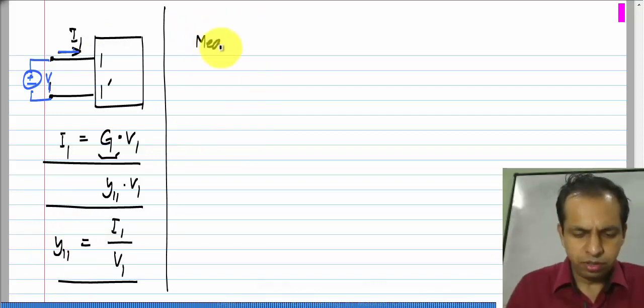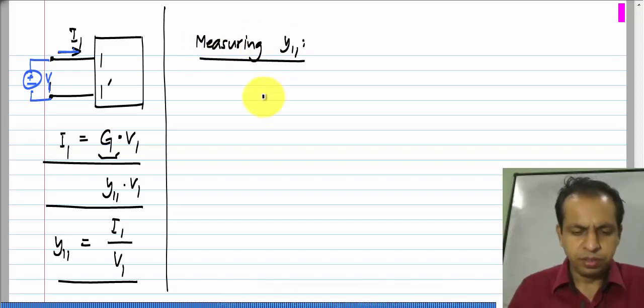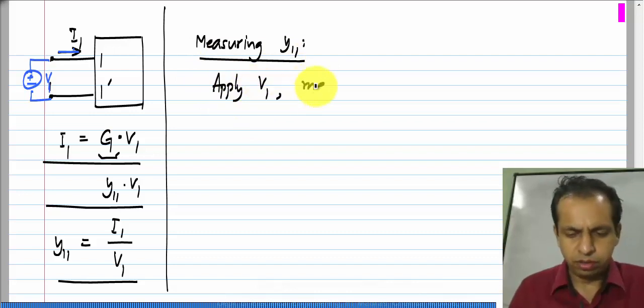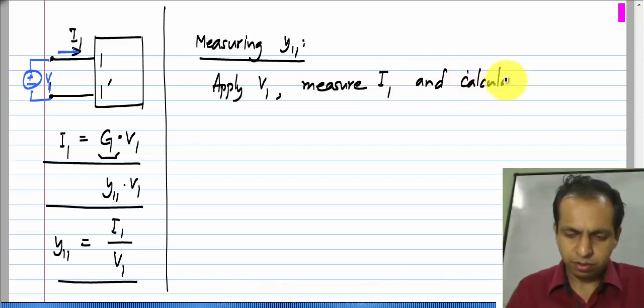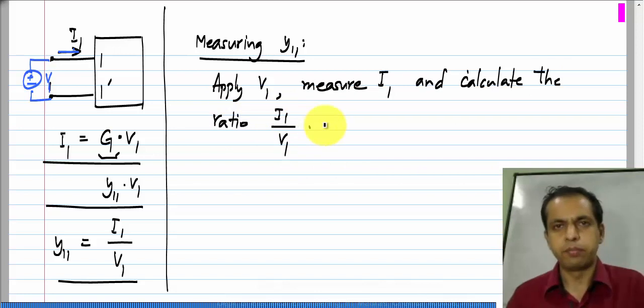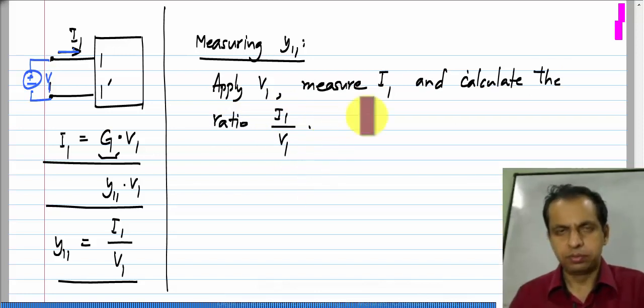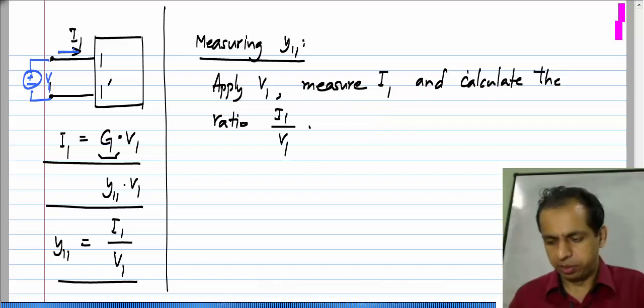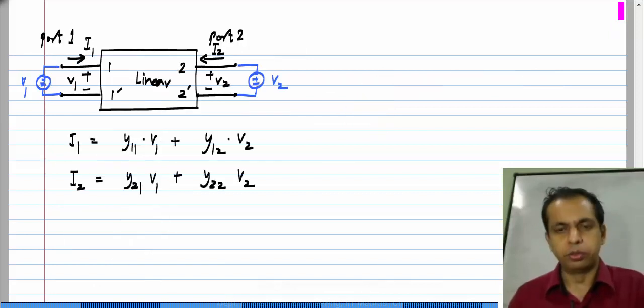So, how do you do this? You apply V1, measure I1 and calculate the ratio I1 by V1. So, that is how we measure this parameter. What do we do in case of a 2 port?